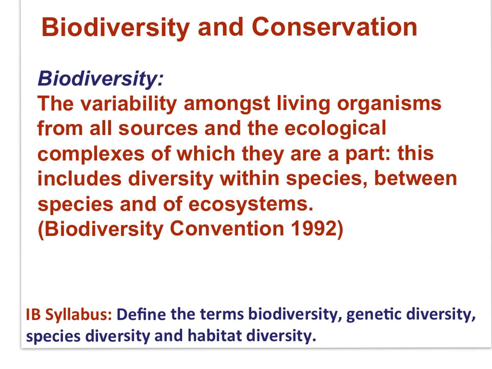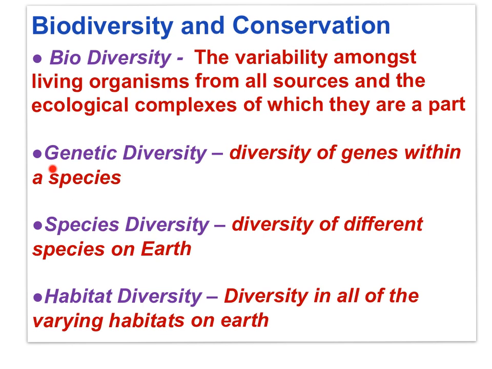From the Biodiversity Convention of 1992, biodiversity is defined as the variability amongst living organisms from all sources and the ecological complexes of which they are a part. This includes diversity within a species, between species, and of ecosystems. Genetic diversity is the diversity of genes within a species. Species diversity is the diversity of different species on Earth. Habitat diversity is the diversity in all of the varying habitats on Earth.